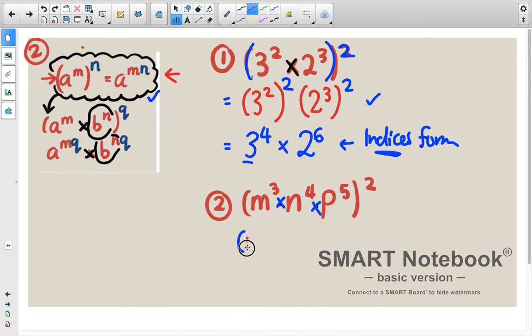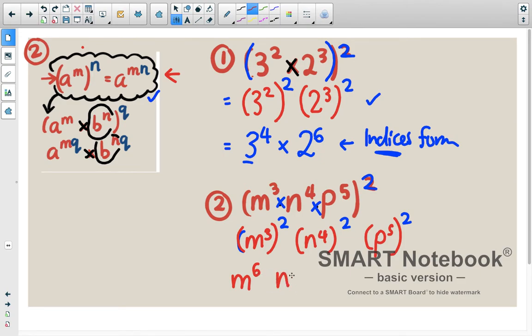So, first is, kita akan tulis M cube. And then N4 and then P5. So, power yang kat luar ni adalah 2. So, letak 2 kat sini, then 2 kat sini, then 2 kat sini. And our final answer will be M^2 N^8 P^10. Okay, that's your final answer.